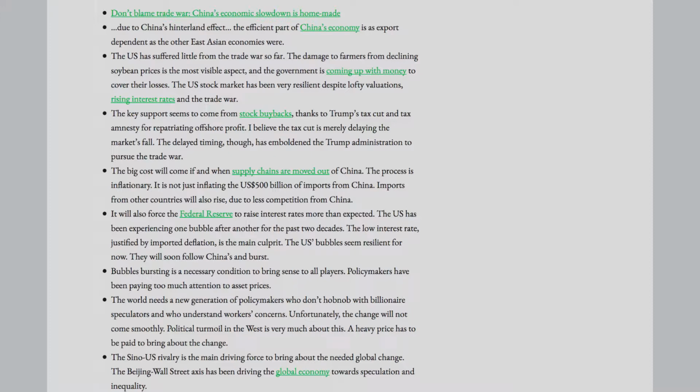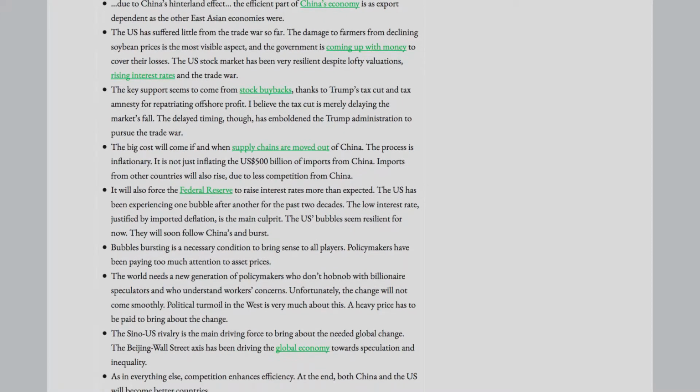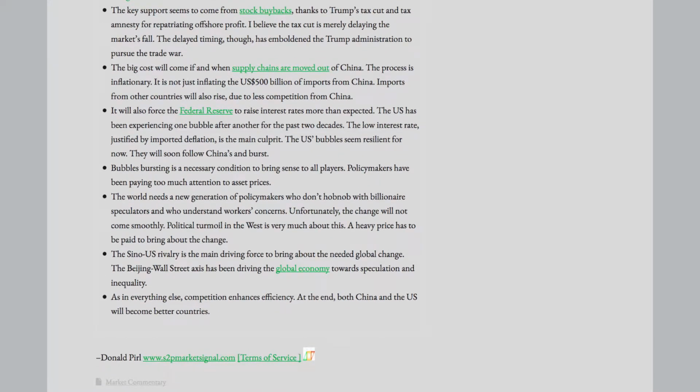The U.S. stock market has been very resilient despite lofty valuations, rising interest rates, and the trade war. The key support seems to come from stock buybacks, thanks to Trump's tax cut and tax amnesty for repatriating offshore profit. I believe the tax cut is merely delaying the market's fall. The delayed timing, though, has emboldened the Trump administration to pursue the trade war.